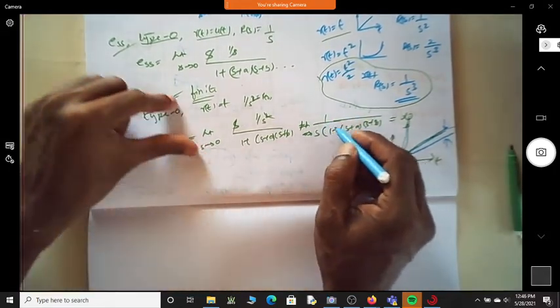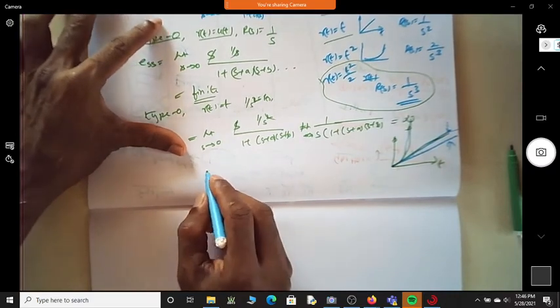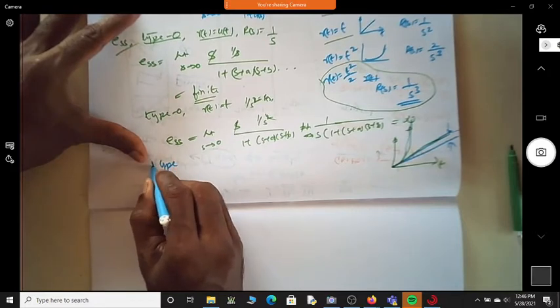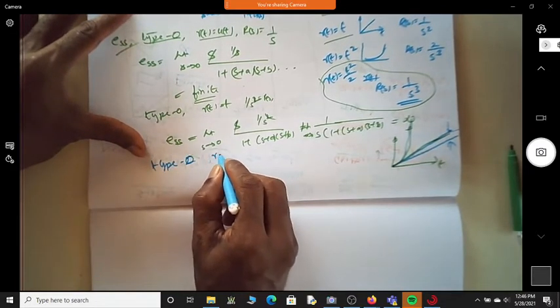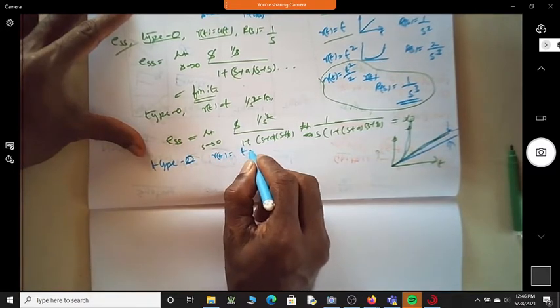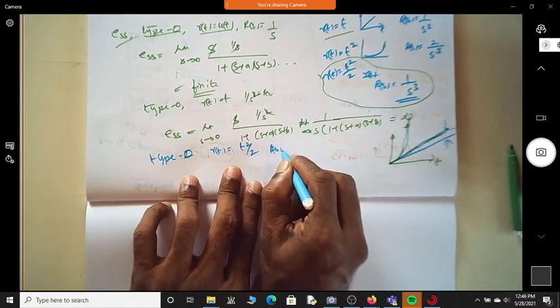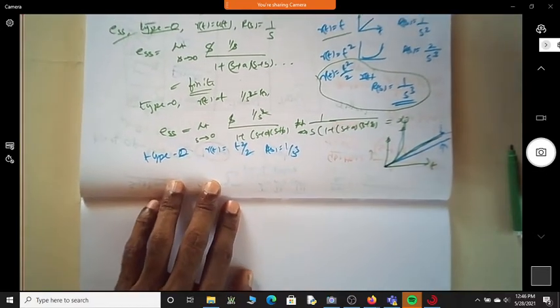Now, suppose if you just continue this with t square by 2. Okay, now what is type? Type 0. Type 0, r of t is equal to t square by 2. Is it actually r of s is equal to 1 over s cube? Yes, sir.